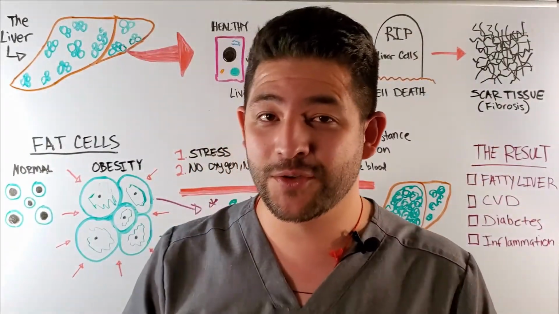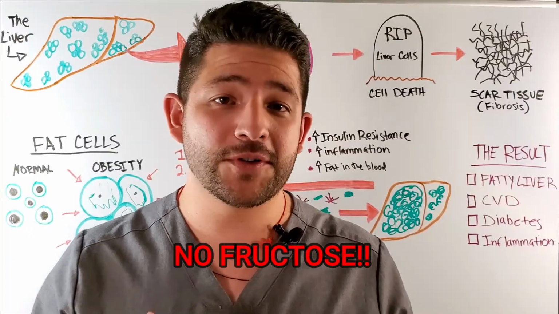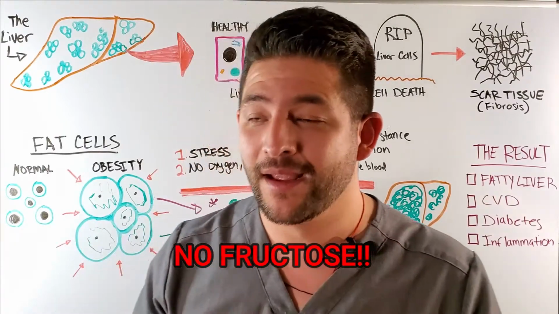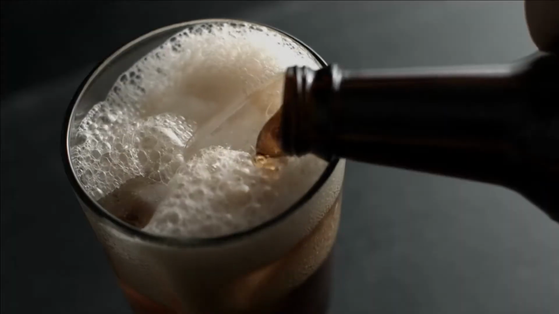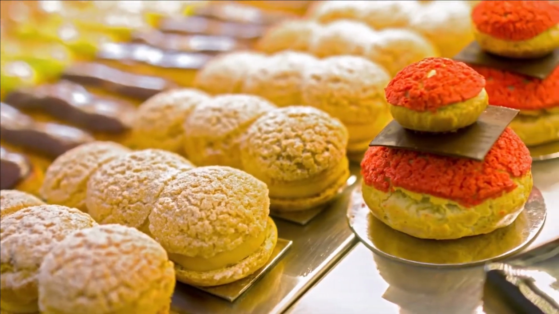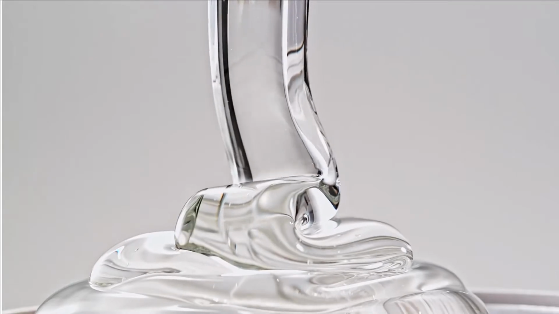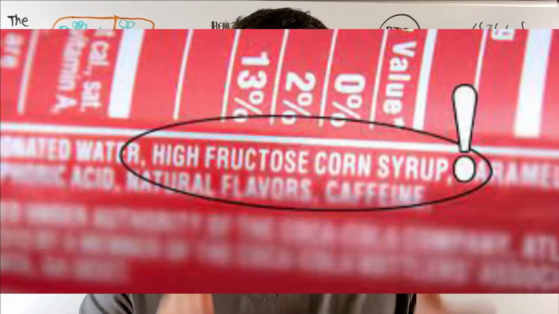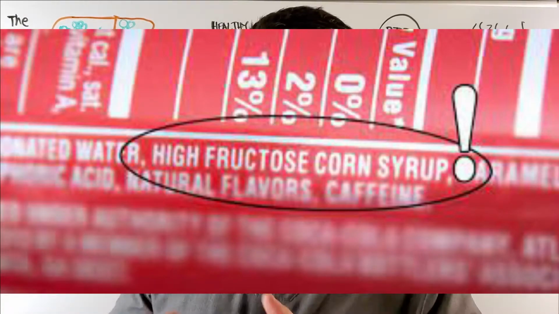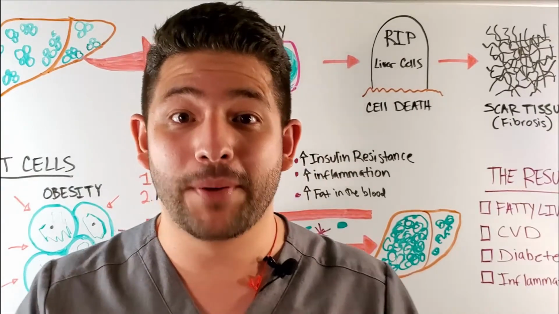Now, the second thing to avoid eating when you have a fatty liver is fructose. Now, fructose is a type of sugar that is found in many processed foods, including soda, breads, cereals, candies, pastries, fruit juices. It's everywhere, especially high fructose corn syrup, which you should be familiar with at this point. If you see high fructose corn syrup on your label or fructose at all, avoid that product or that food like the plague.